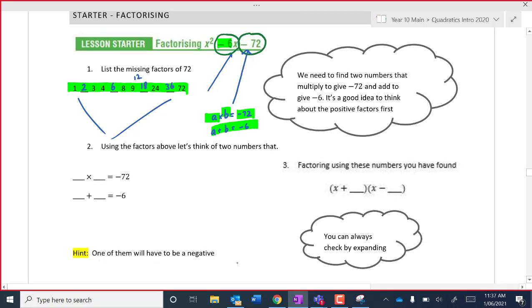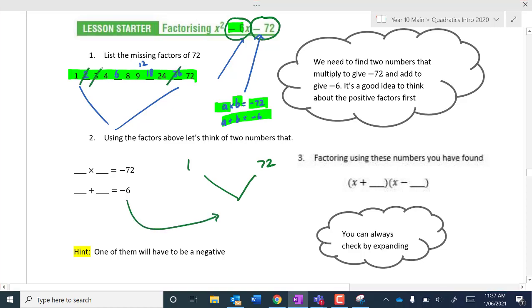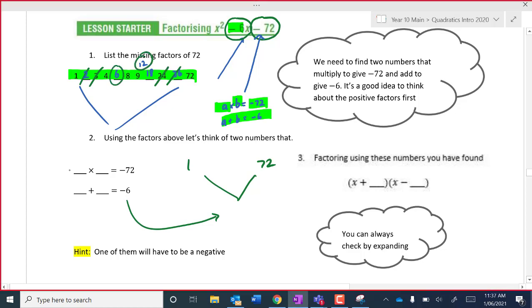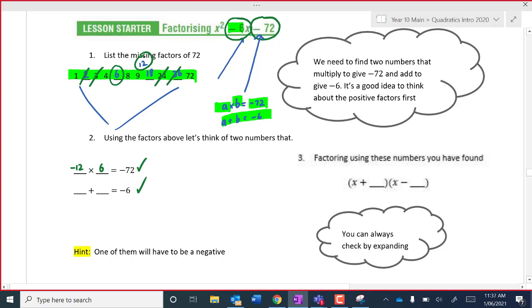So we've got quite a few things to consider, but a lot of these numbers won't work. 1 times 72, there's no way we're going to be able to add those to get negative 6. As we get closer and closer, we want to consider which ones won't work. What we need is 12 and 6, but negative 12 times positive 6 is negative 72. And those same two numbers have to satisfy this one as well. So negative 12 plus 6 is negative 6.